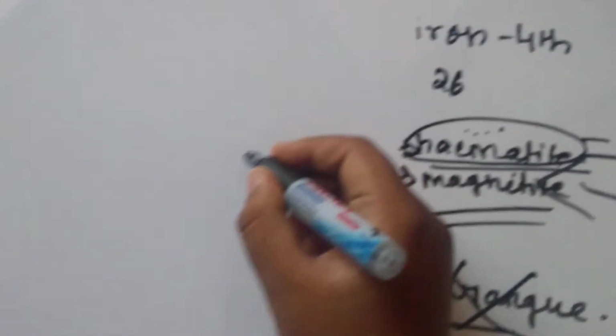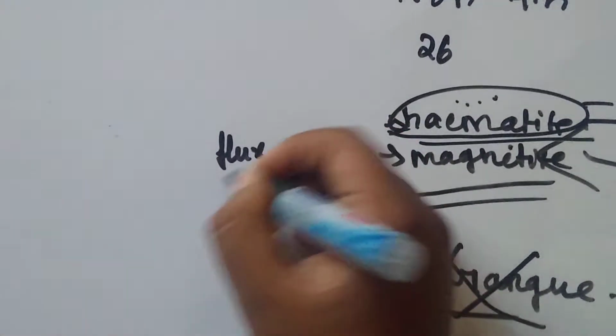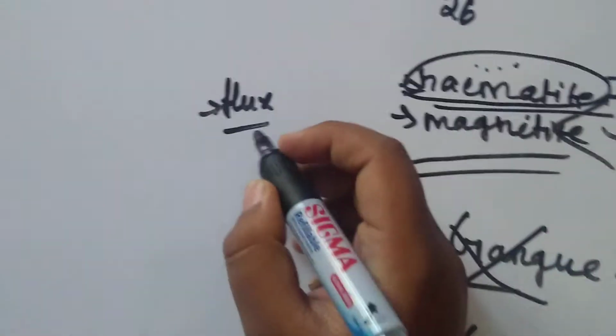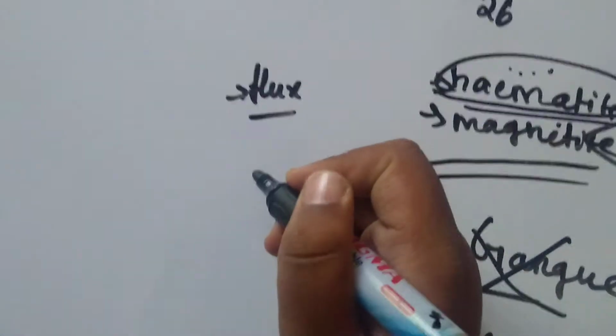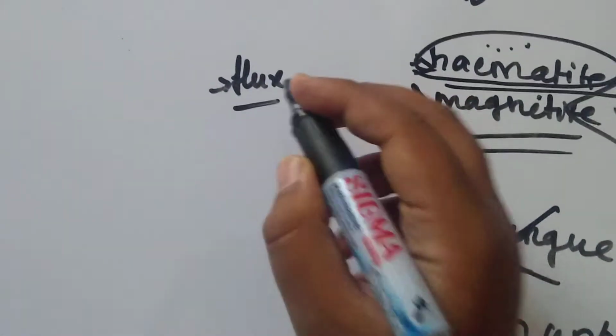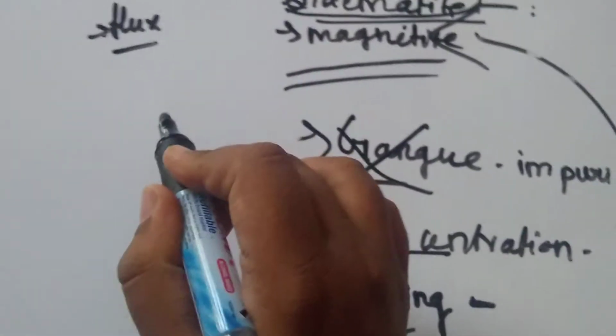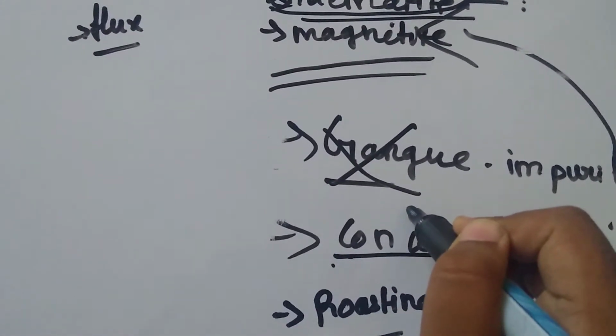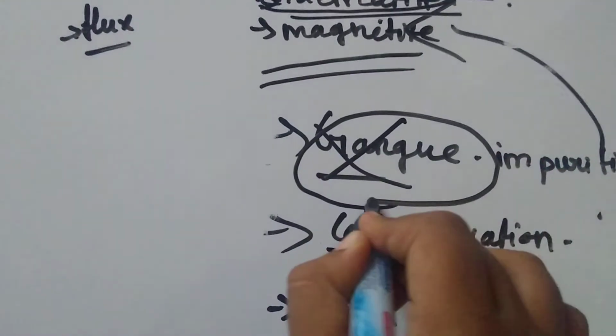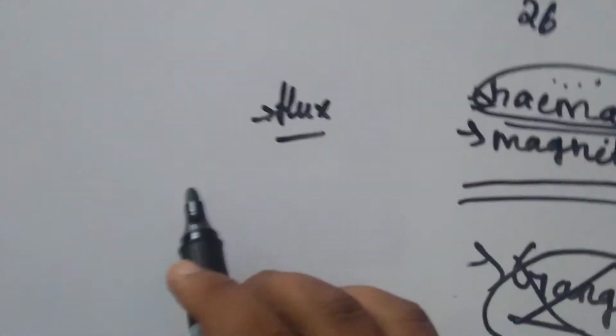And the last term is the flux. The flux is a substance which is used to remove the impurities which are not removed by the concentration. In the process of concentration, the impurities called gong are not completely gone. So by adding flux, the last part of the impurities are removed.